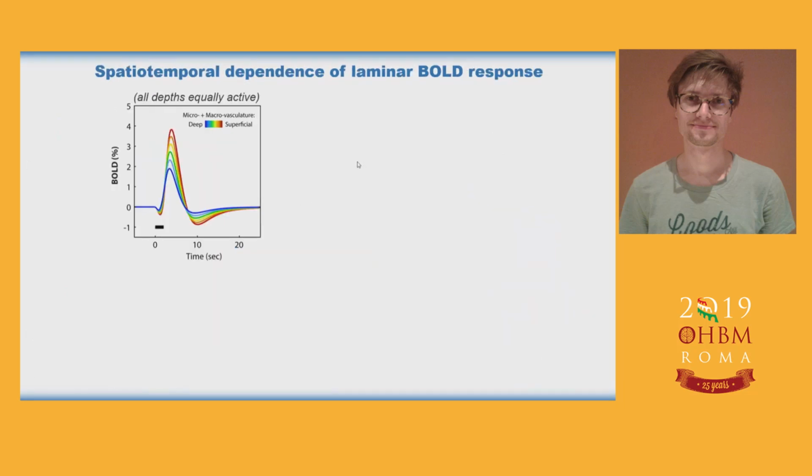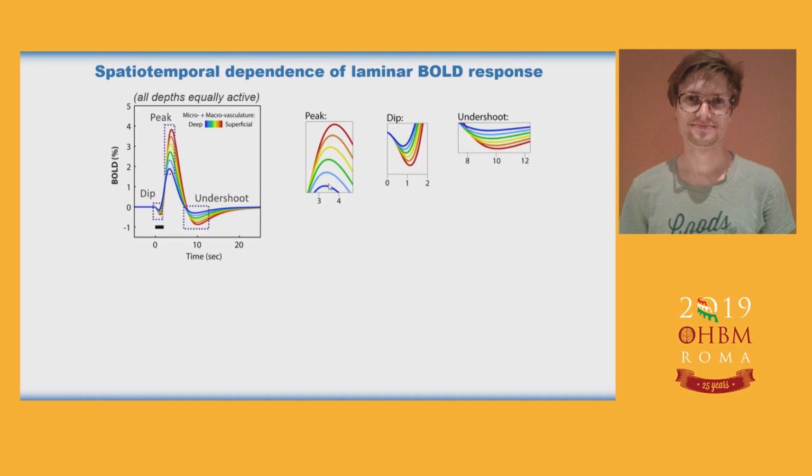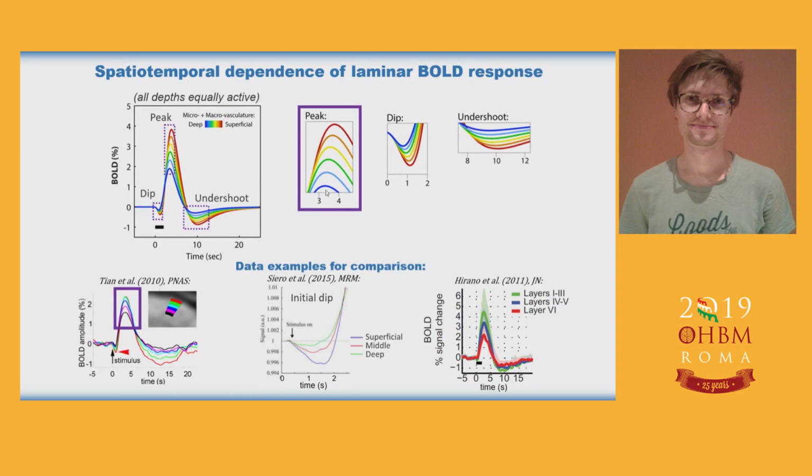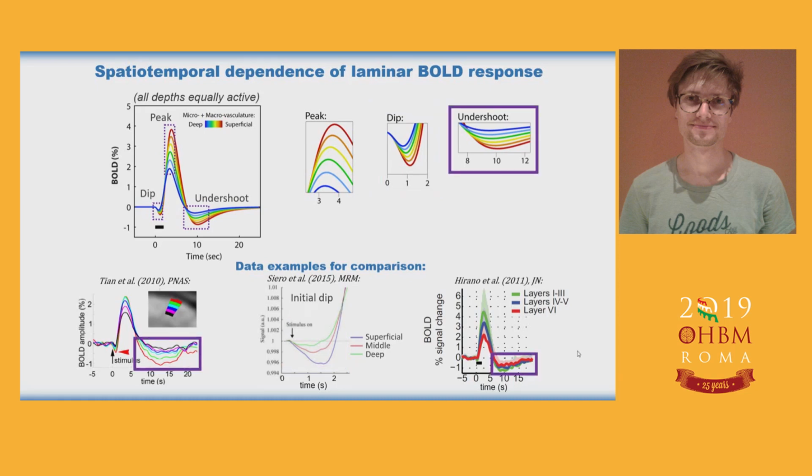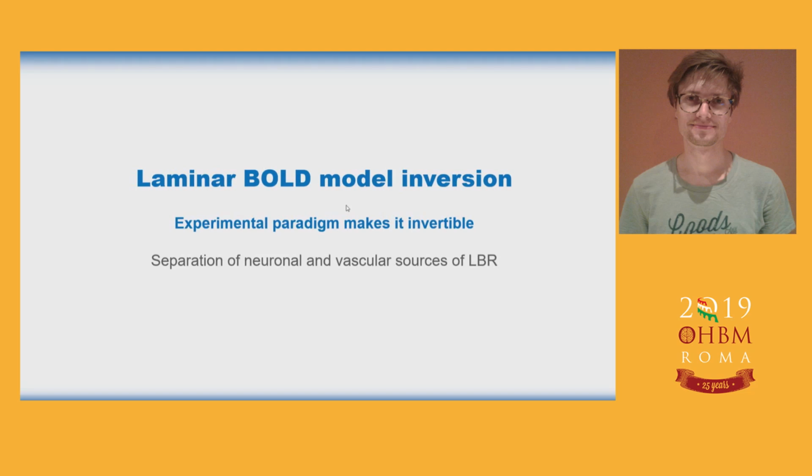Here is some demonstration of the spatial temporal dependence of laminar BOLD response. If we consider that there is equal activity across depth, then we can simulate some basic hemodynamic response features that are commonly observed in experimental data. For example, the amplitude of the peak is increasing towards the surface, and there is also a small delay towards the surface. The size of the initial dip is also increasing towards the surface, and similarly this applies to the post-stimulus undershoot.